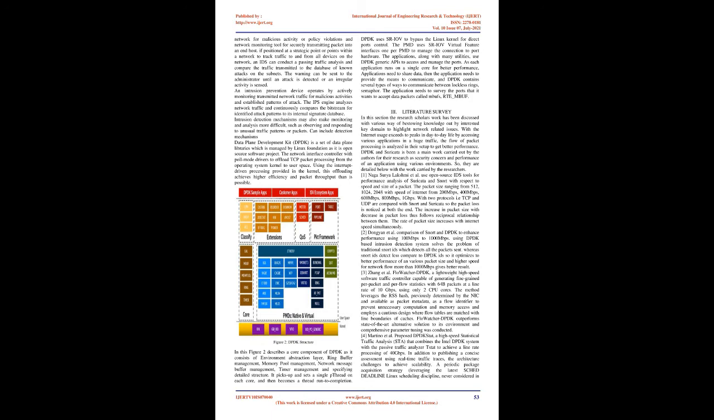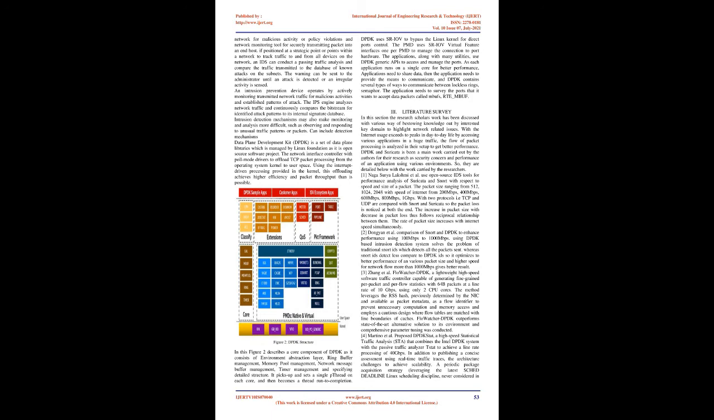As each application runs on a single core for better performance, applications need to share data, so the application needs to provide the means to communicate, and DPDK contains several types of ways to communicate, such as lockless rings and semaphores. The application needs to survey the ports from which it wants to accept data packets, called MBUFs.